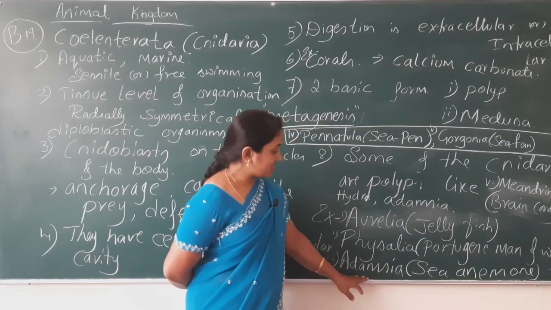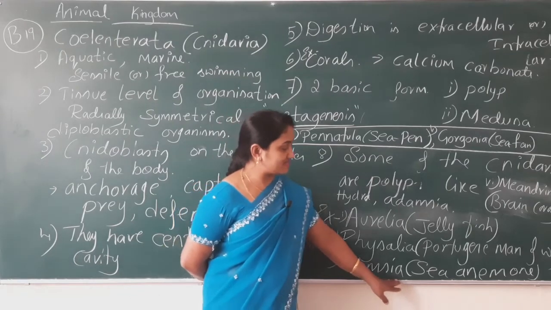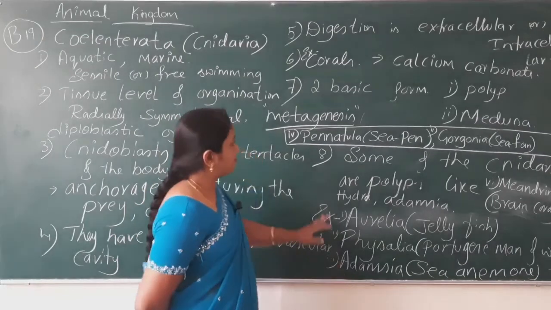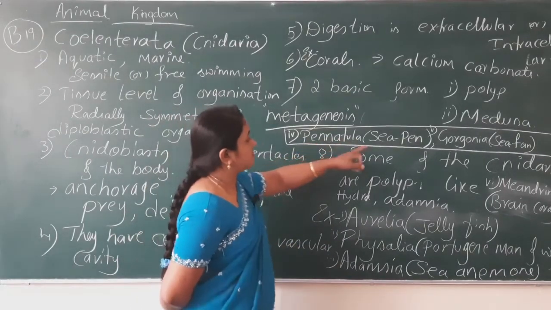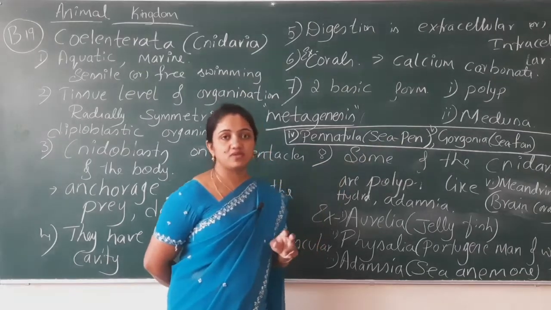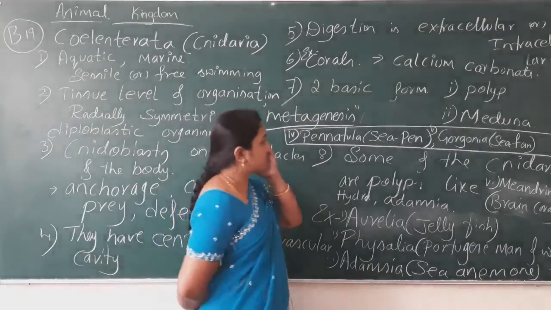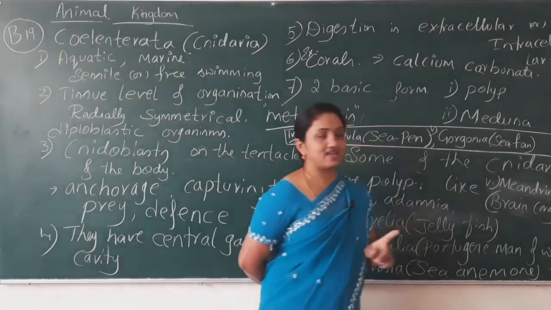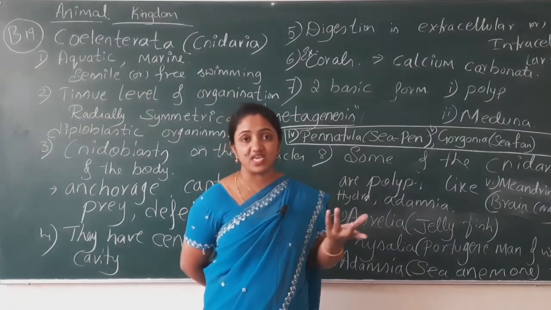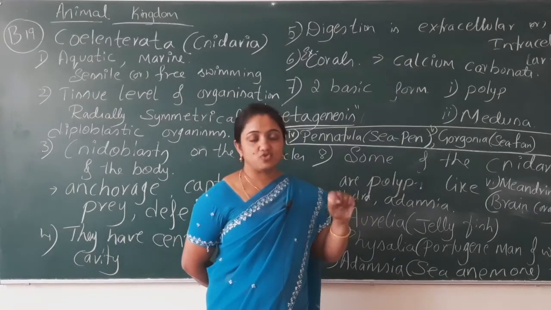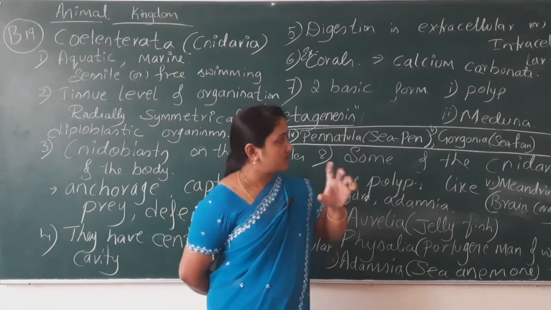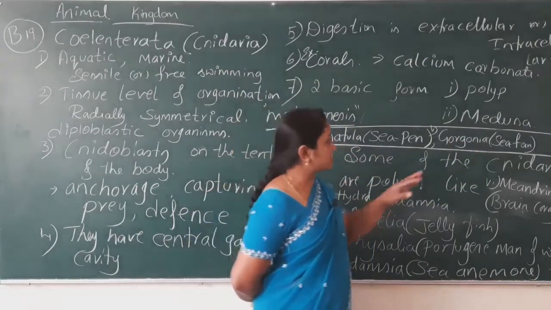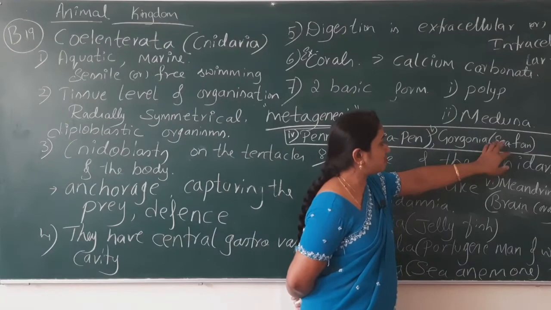Physalia, and then Adamsia. Adamsia is known as sea anemone. This Adamsia is a polyp form, polyp animal. And Penatula. Why is it known as sea pen? It looks like a pen. That's why it is known as sea pen. Why is it known as sea fan? Gorgonia is known as sea fan. Because the Chinese fan, you might have seen the Chinese fan, the Gorgonia resembles the fan. That's why they have given the common name sea fan.